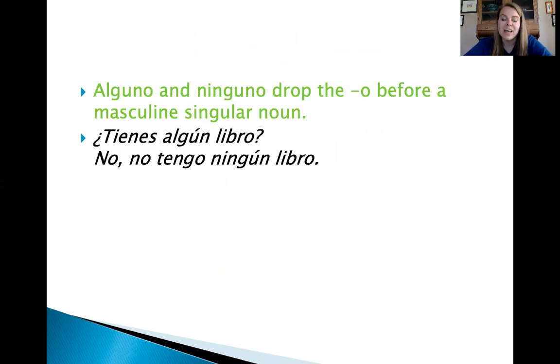And then this is the last thing for you. Alguno and ninguno, they drop the O before a masculine singular noun. So for example, I would not say tienes alguno libro. I know it looks like it would because alguno looks masculine, and it is, and there are other rules that we're not going to dive into this week. We just don't have time, and I'm sure you're not heartbroken about that. If you have specific questions, you're welcome to ask, but I didn't want to give you too much to confuse you. So if it's before a masculine singular noun, we're going to drop the O. So, ¿tienes algún libro? No, no tengo ningún libro.